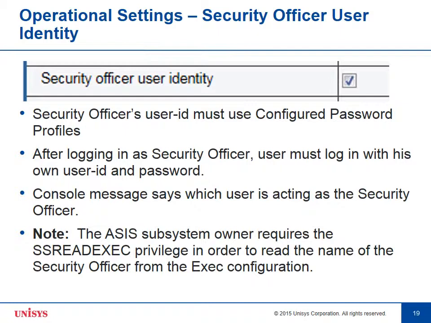Security Officer User Identity is a useful option for sites that let more than one person act as the security officer. With this option selected, if the security officer's user ID is configured to use configured password profiles, a user who signs on with the security officer user ID is required to enter his own user ID and password in addition to the security officer user ID and password. A console message is sent indicating which user ID is acting as the security officer. This message is logged, providing a way to audit the use of the security officer credentials.